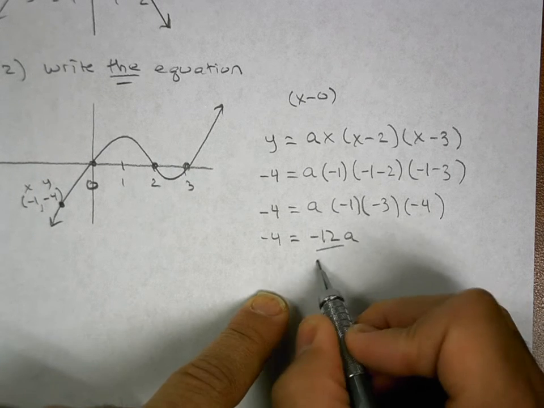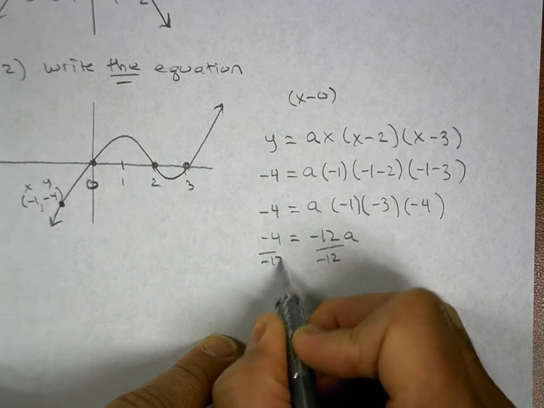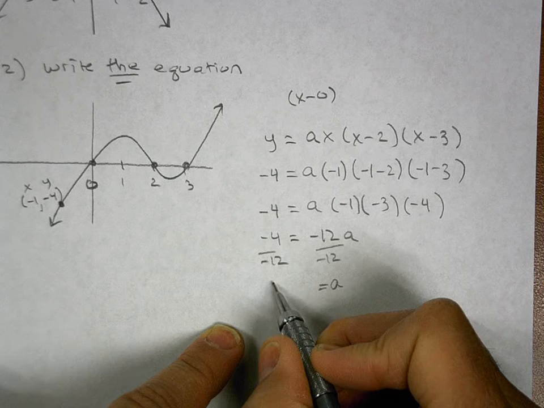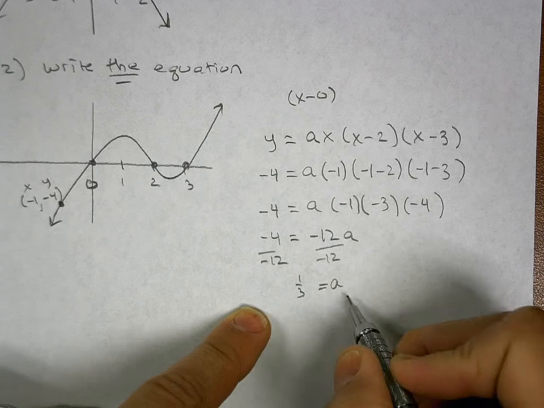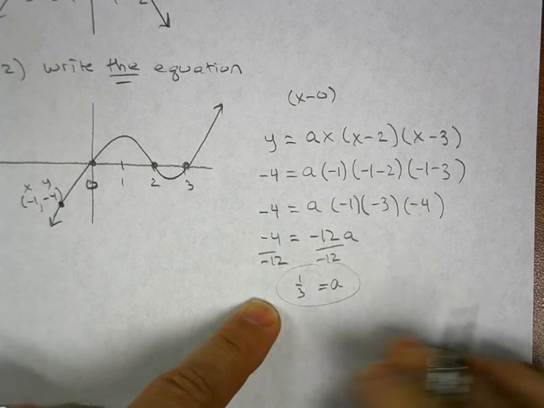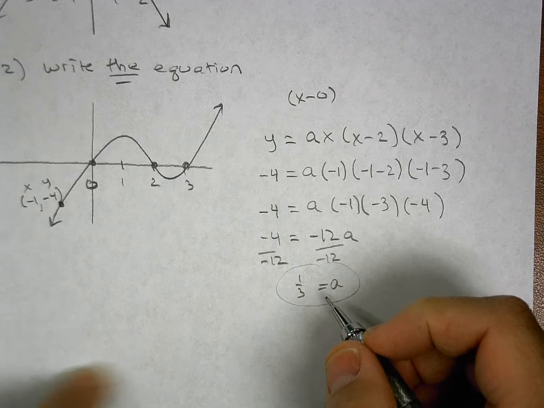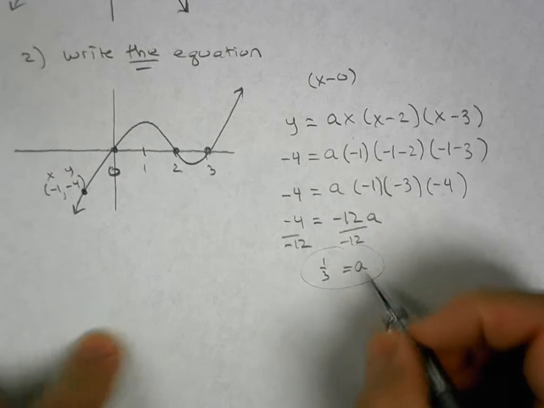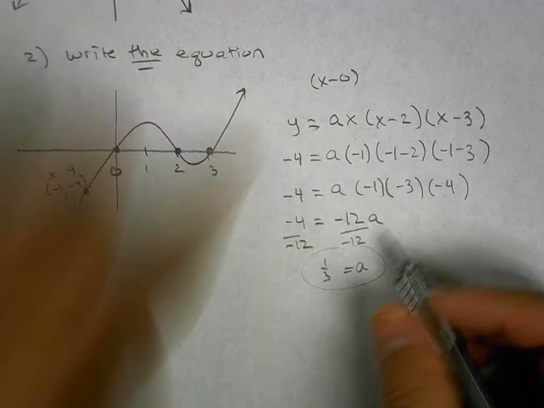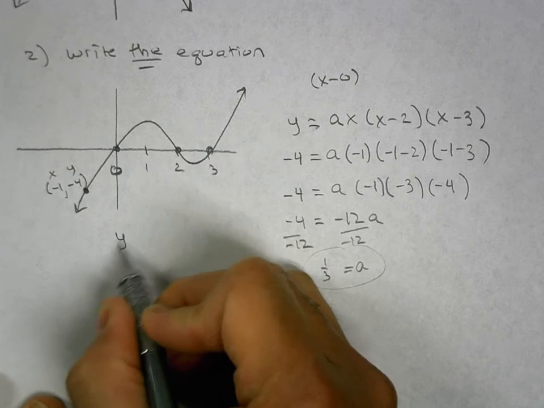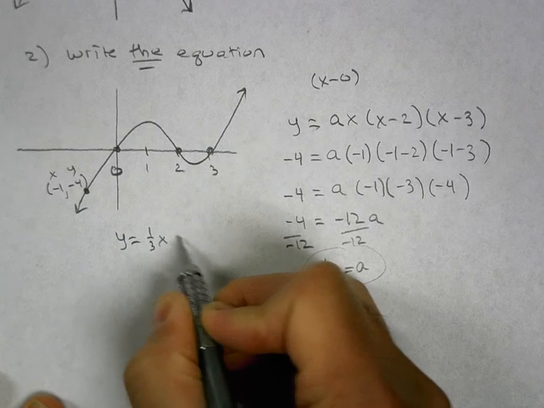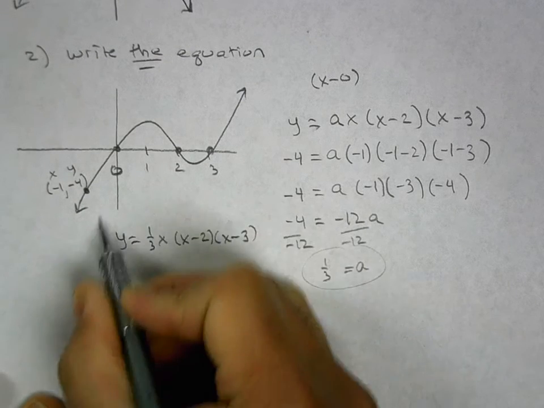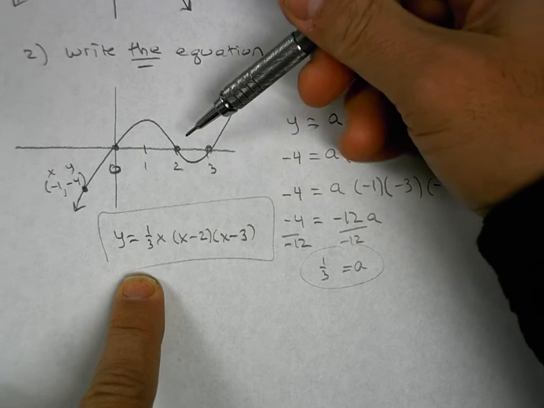Let's divide by negative 12. We want to get rid of that. So a is equal to 1/3. Positive 1/3. Big difference between 3, right? Would you like 1/3 of $1 or $3? 1/3 of $3. Okay, so 1/3. So that's our a. So let's write the equation. So it's y equals 1/3 x times x minus 2 times x minus 3. And there is the equation of this right there.